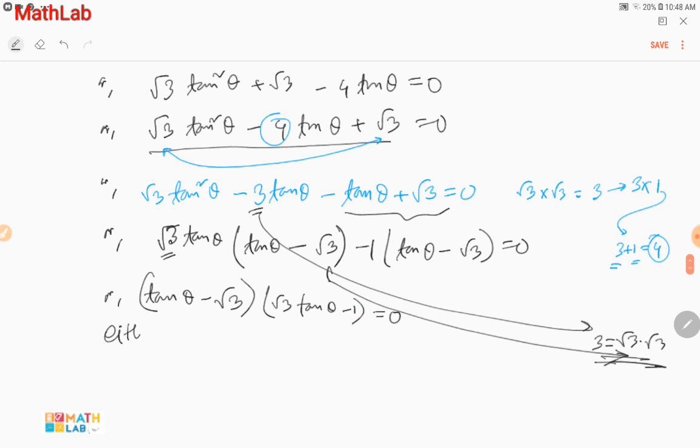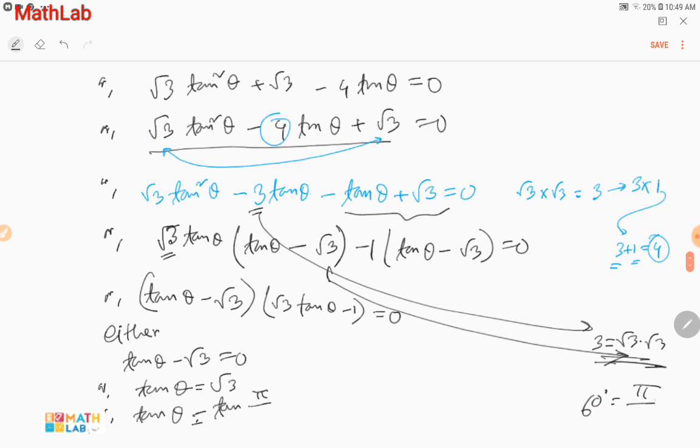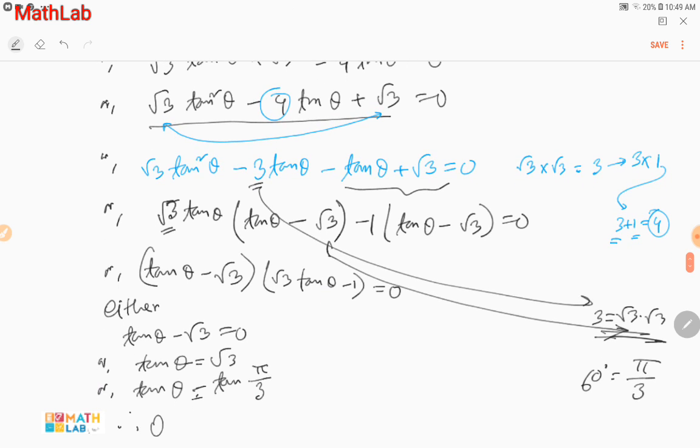Okay, so either tan theta minus root 3 equal 0, or tan theta equals to root 3, or tan theta equal tan 60 degree. We know that tan 60 degree equals to root 3, and in radian 60 degree equals to pi by 3, so tan pi by 3. Then we get a solution theta equals to pi by 3.